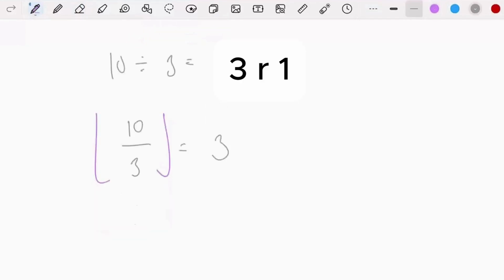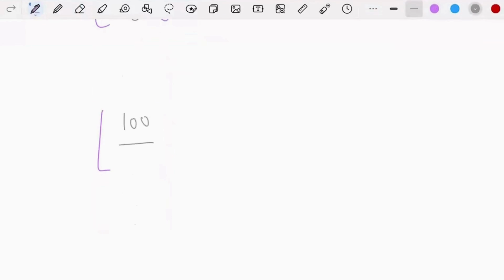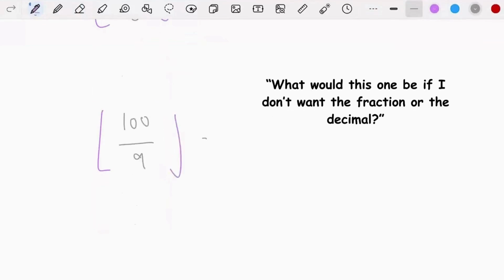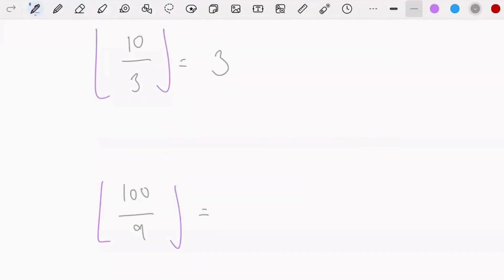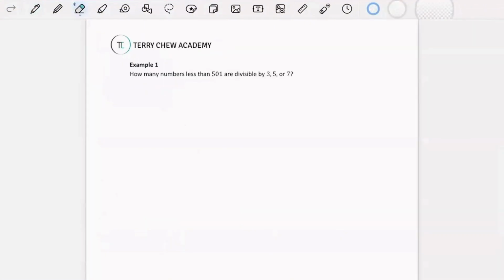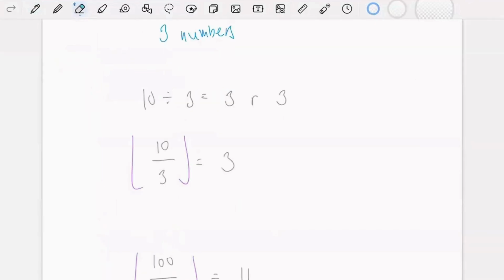A few examples: 100 divided by 9, with the floor function. What would this one be if I don't want the fraction or the decimal? 11. Yes, 11, because it would have been 11 and 1/9, but I don't want that anymore. I just want the 11. Does anyone have any questions for this part? Nope, it's quite straightforward.